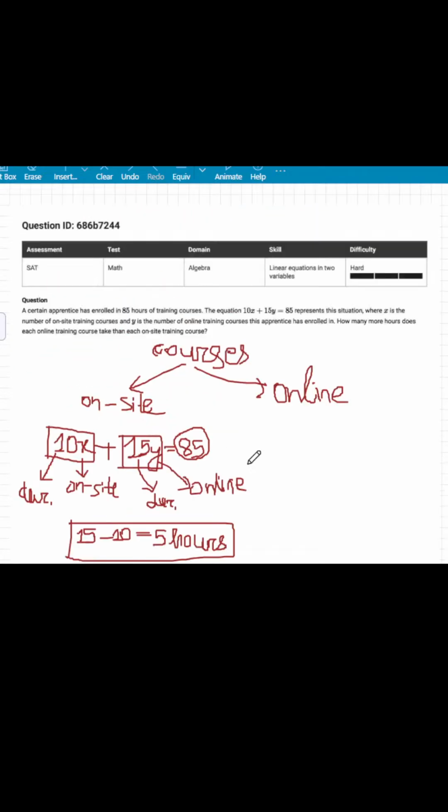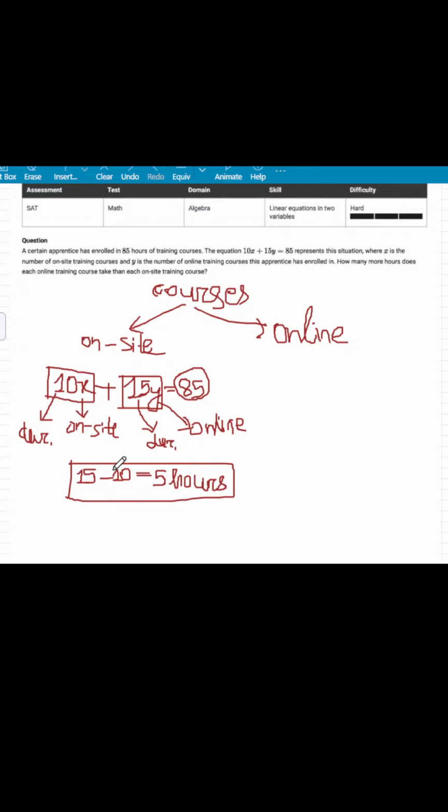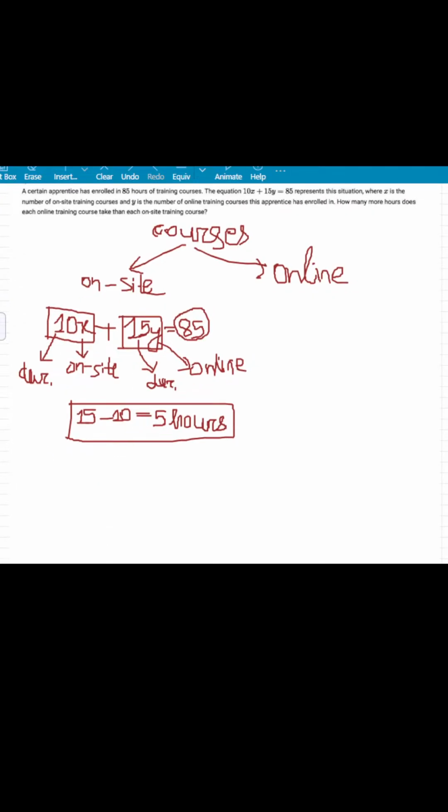Since there is no option given, it is a direct numerical answer, 5 hours. And here there is no mathematical calculation involved. You just have to see what the terms given here are, so that you can find out what exactly 10 is and what exactly 15 is by the data given here, and then simply subtract the duration of the online minus on-site course. So this was a simpler question, but you have to analyze the variables given. So now let us move on to the next question.